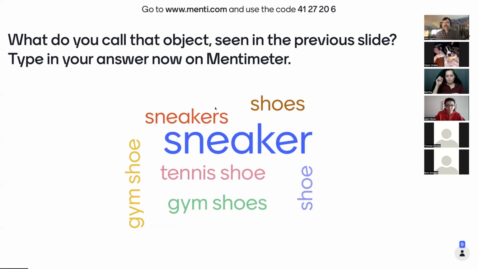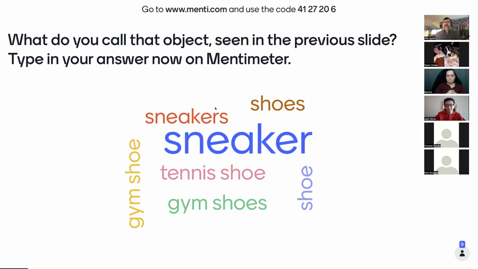Okay, here's the answers you have put in. Some of them were plural and some not, and you can see there's some repetition in that way. The word cloud that you see here is designed to have the word get larger the more people say that. So the most common answer here was sneaker. That is in the largest font. Of course, someone else said sneakers, and so those would be put together. Gym shoe and gym shoes, we would put those together. Shoe and shoes we would put together. And we have at least one saying tennis shoe.